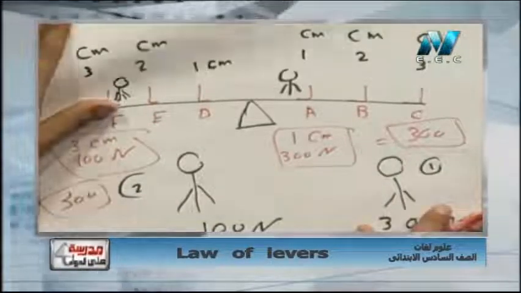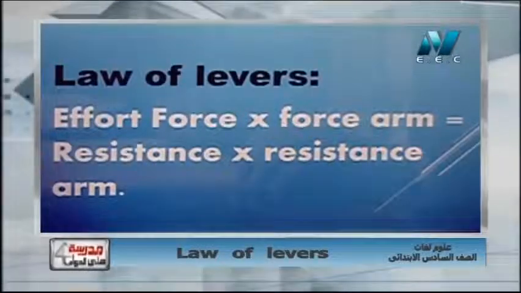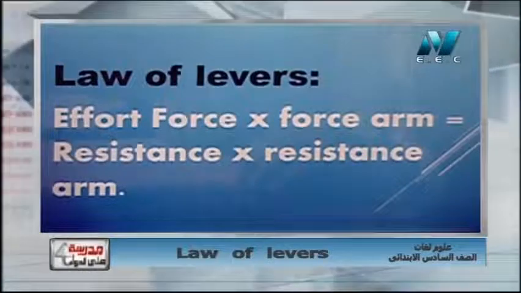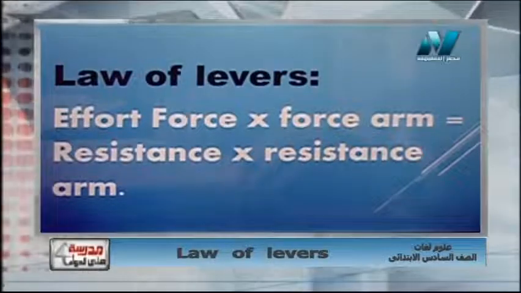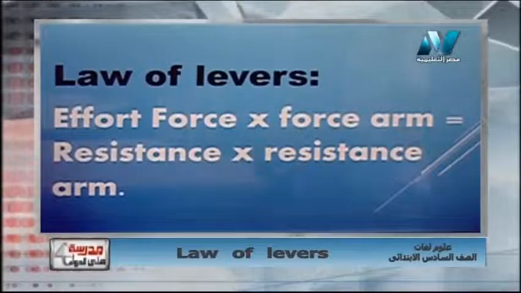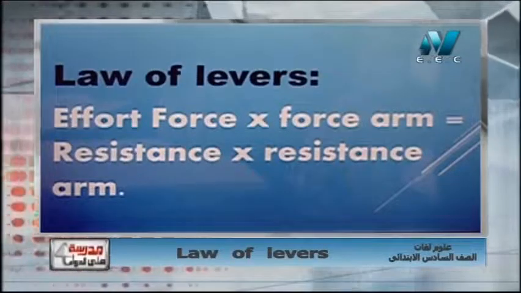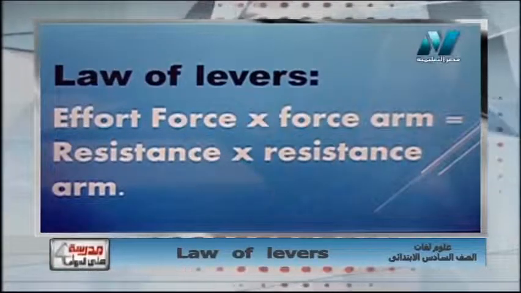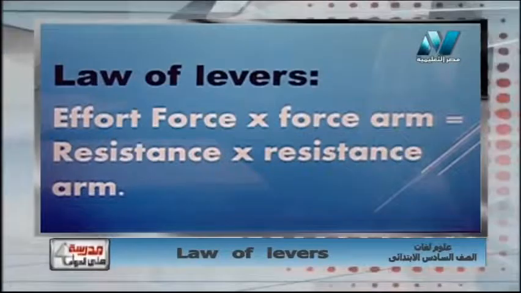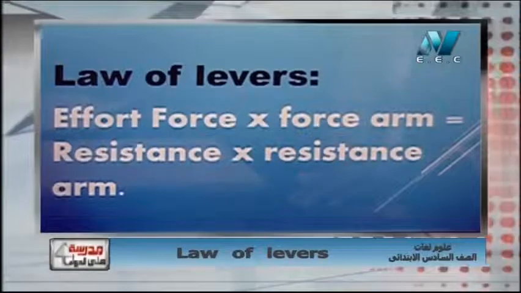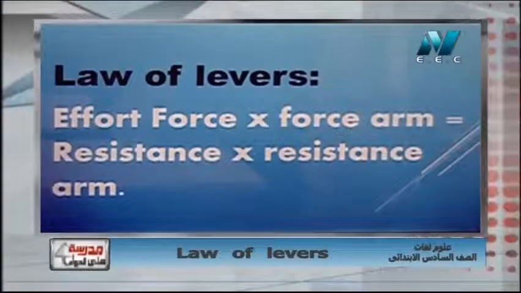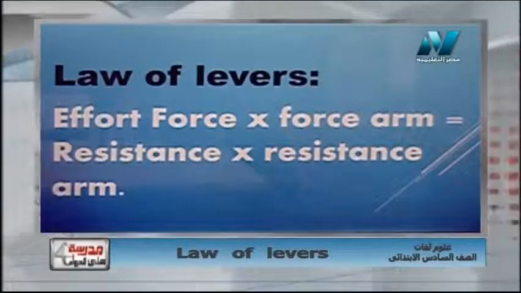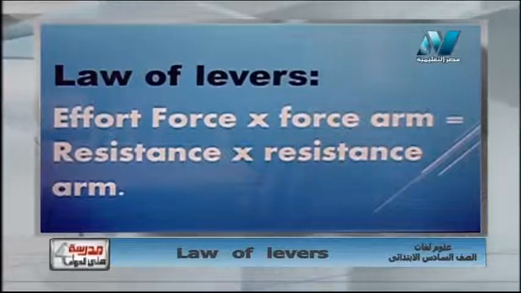So now we can deduce what's meant by law of levers. Law of levers states that, as you see on the monitor, effort force times force arm equal resistance times resistance arm. So now the two sides of the lever are balanced. Not one of them is more, so it will be balanced. It will not move in any direction, but will be balanced.